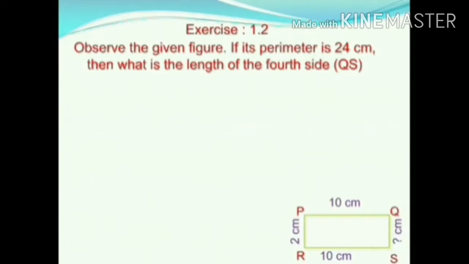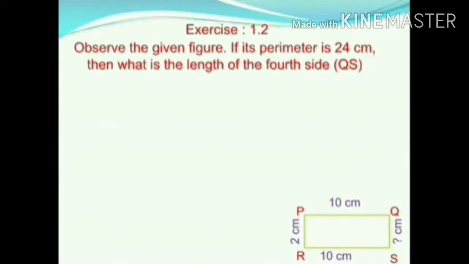See this picture, children. Which picture is this? Yes, it is a rectangle. It has four sides. Opposite sides are equal. Its perimeter is 24 cm. Perimeter means sum of four sides. They have given the length of three sides. We have to find out the length of the fourth side.